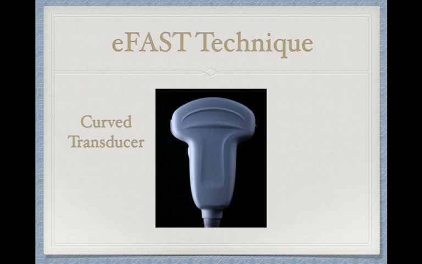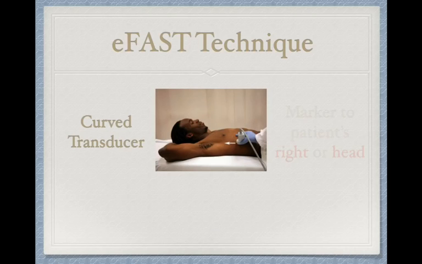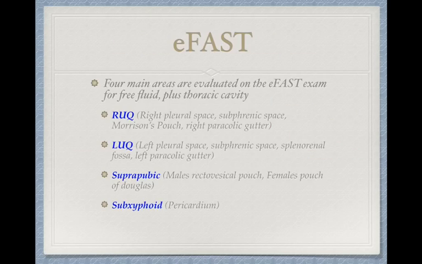Now to do our FAST, we're going to be using the curvilinear transducer. Remember, this is the low frequency probe. This is going to be able to penetrate deep into the abdomen to get those deeper structures. For the right upper quadrant, we're going to have the marker towards the patient's head or towards the patient's right at all times. For the right upper quadrant view, we're going to be in this coronal position, as you can see on this model. And the arrow signifies where our marker is pointed.